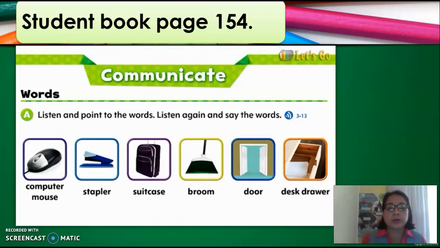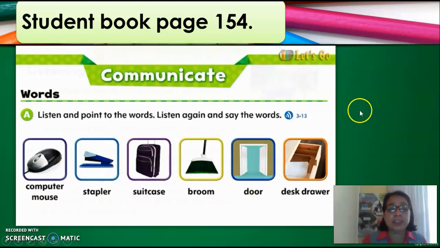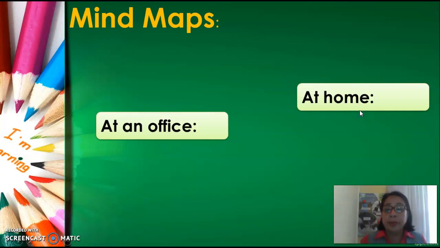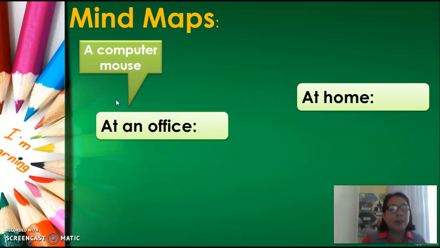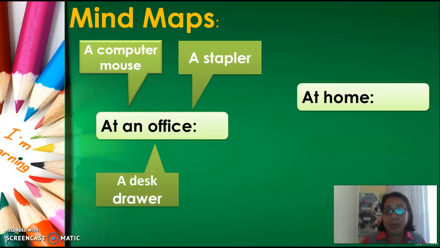Okay, look at the pictures, identify them, and we will use these words in the activity B. But before we use the words, we will see the mind maps, okay? What things do we use at an office and what things do we use at home? So let's check out. At an office, we use a computer mouse, a stapler, and a desk drawer. We use them at an office.